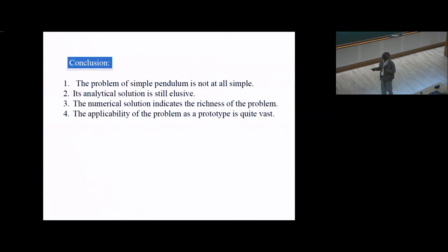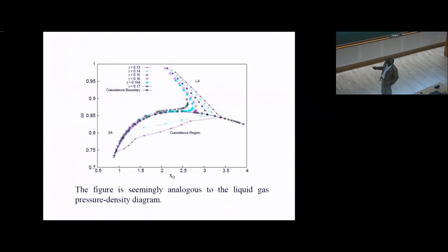The applicability of this problem, the prototype, is quite vast. This is just a not harmonic oscillator, simple pendulum problem, but it can map to various problems. I'll just go back again. Here it looks, interestingly, just like a density pressure diagram of a liquid gas system, where this is the coexistence region, and this is only the liquid phase. It is only an analogy. There's nothing more than that.